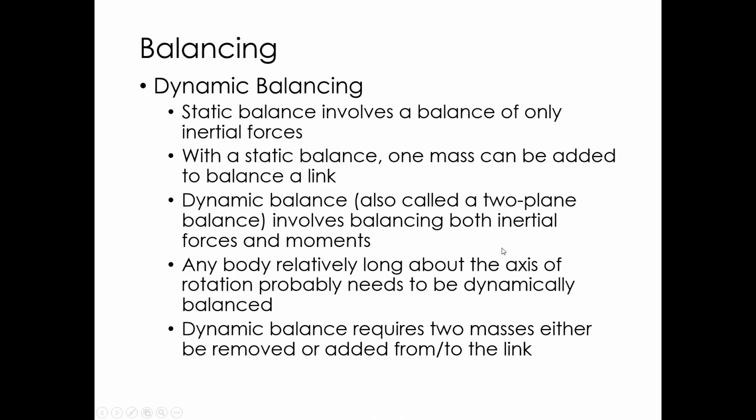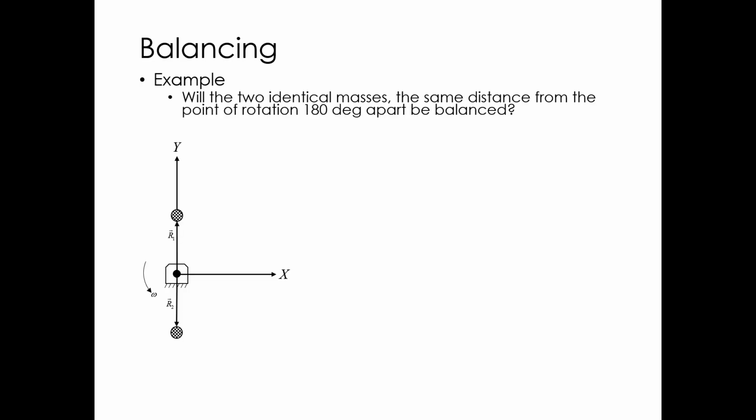So anything that is relatively long about the axis of rotation should probably be dynamically balanced. And I'll put a diagram up here, it'll make sense on it. So let's look at this example here. Looking down our axis of rotation, the axis of rotation would be the z-axis. These are my x and y axis. I've got two different bodies here that are rotating on a common crankshaft. One's here and one's here. Now let's say they have the same mass, right? So if this is 10 kilograms, this is 10 kilograms, and I spin this thing and it's rigid.